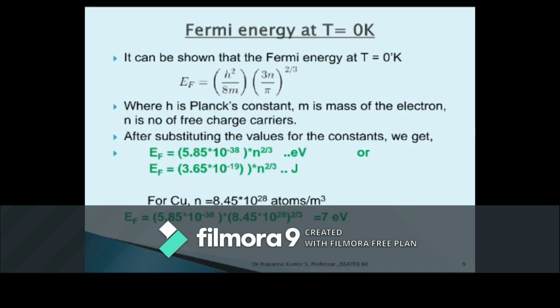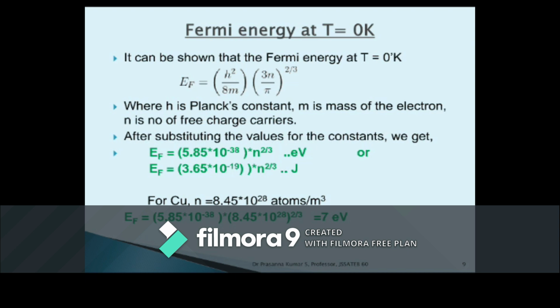So now what is the expression for Fermi energy at 0 Kelvin? This is the expression, that is EF is equal to h square by 8m within the brackets 3n by pi to the power 2 by 3. So this is the expression for Fermi energy at 0 K. See here in this expression you have h, Planck's constant, m is the mass of the electron, pi is a constant, n is the number of free charge carriers.